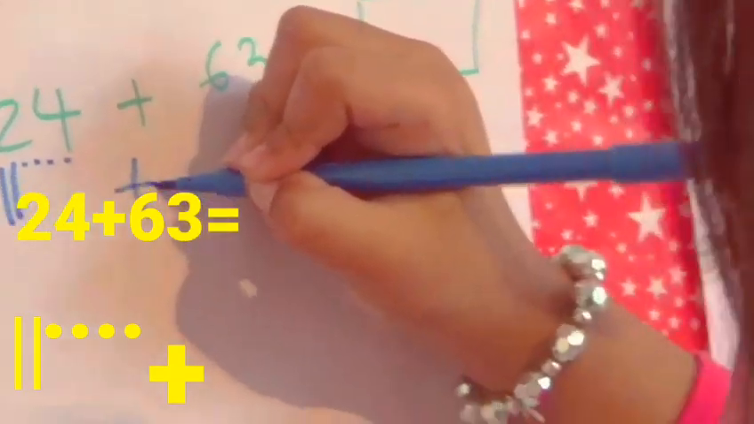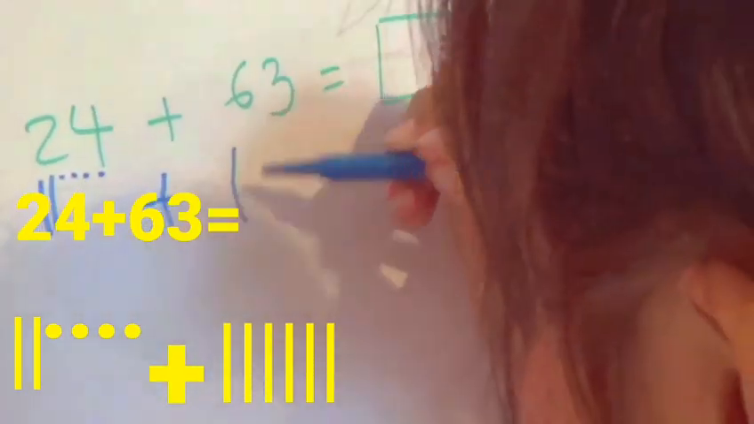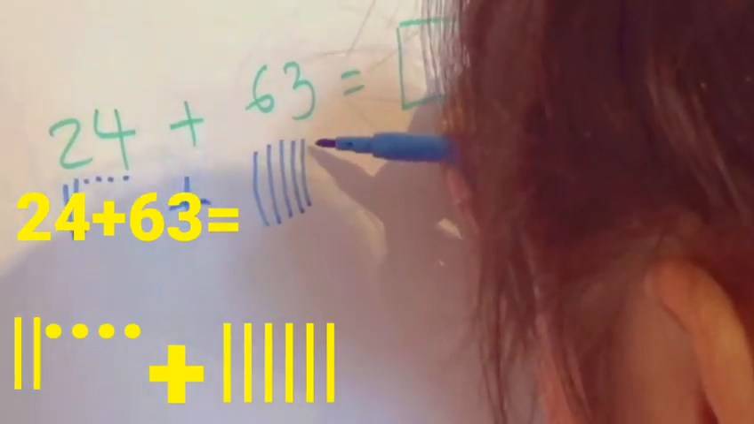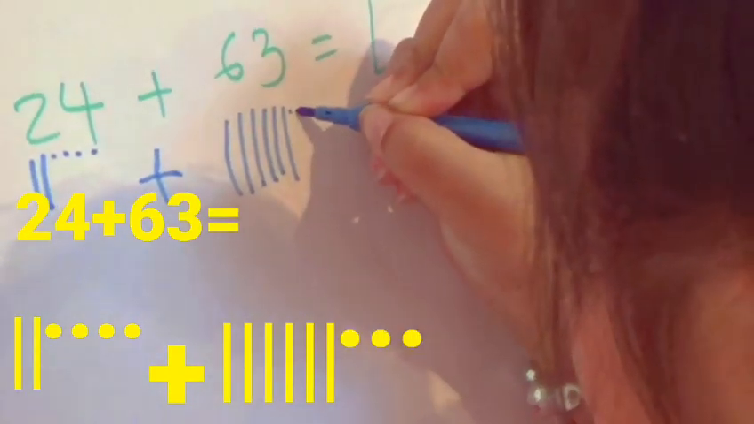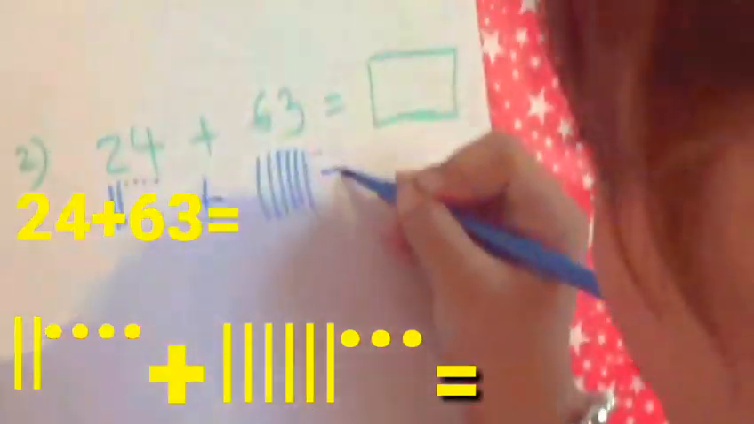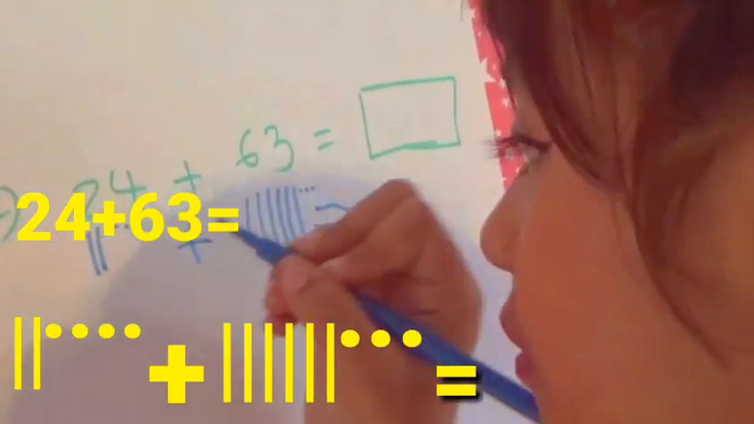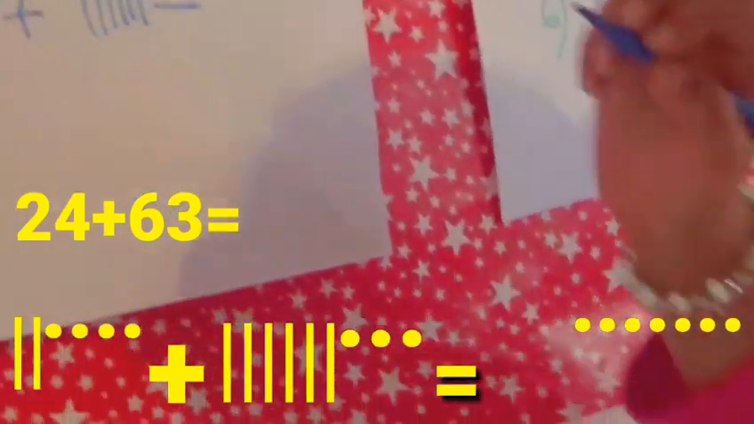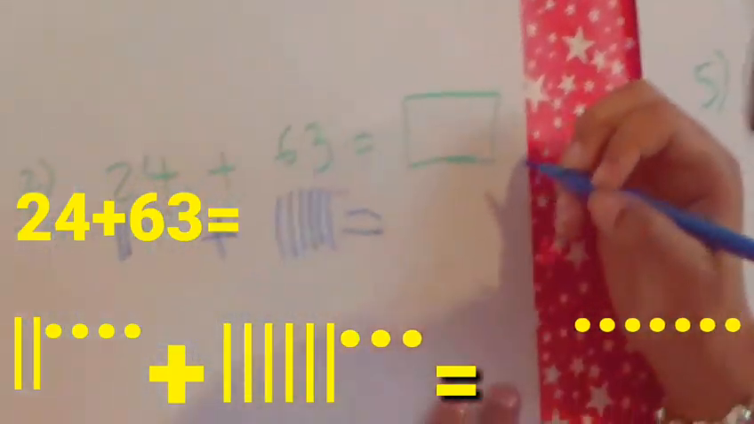And 63 means six lines and three dots. And let's count how many dots. 1, 2, 3, 4, 5, 6, 7. Then let's do 7 dots.